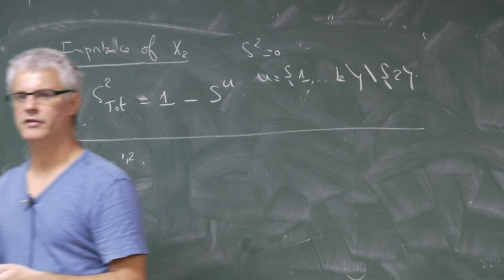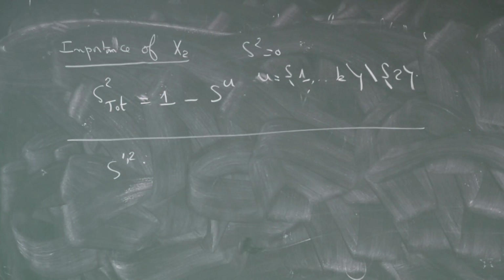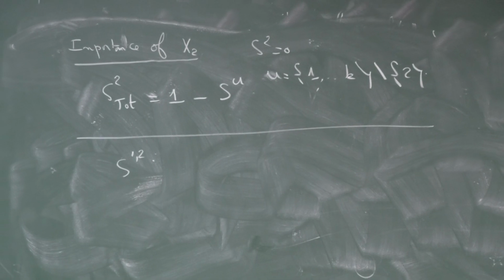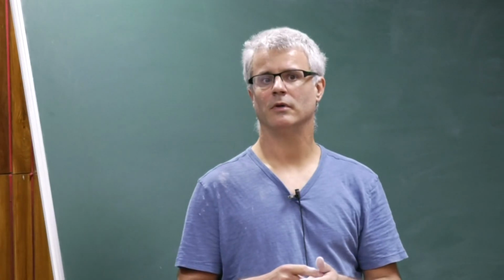What you have in S1,2, if you have more than two variables, is the importance of X1, the importance of X2, and the importance of the interaction between X1 and X2.